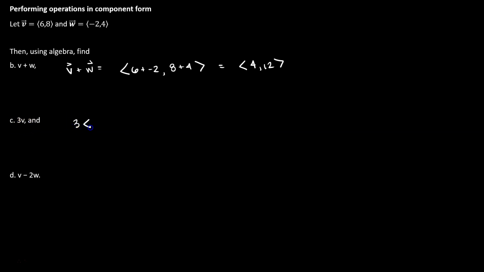If I wanted to do scalar multiplication using the components, 3 times the vector v is going to look like 3 times the components of v, which are 6 and 8. And really, we distribute that scalar to each component in our vector. So that would become 18, 24.